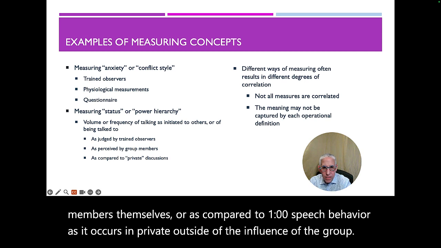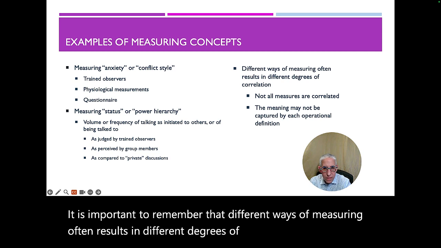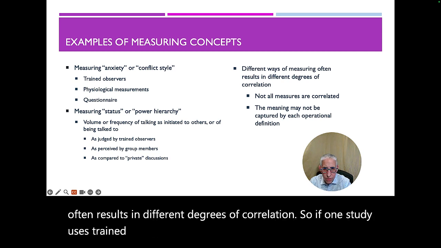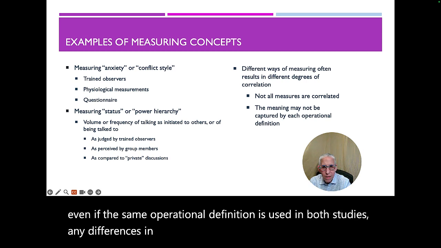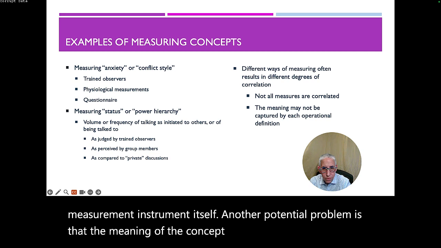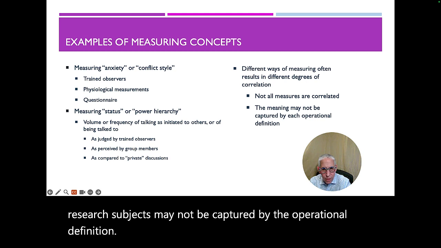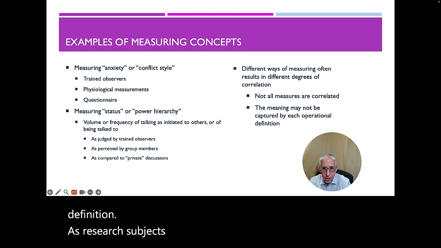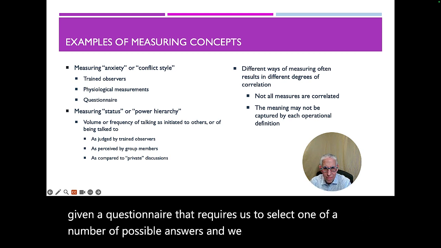It is important to remember that different ways of measuring often result in different degrees of correlation. So if one study uses trained observers, but another study uses questionnaires, even if the same operational definition is used in both studies, any differences in correlation may be the result of the measurement instrument itself. Another potential problem is that the meaning of the concept as understood by the research subjects may not be captured by the operational definition. As research subjects, we experience this in reality when we are given a questionnaire that requires us to select one of a number of possible answers, and we think to ourselves, well, none of these apply.